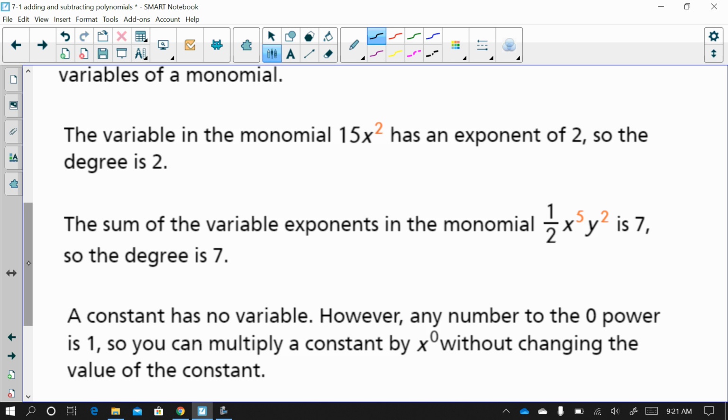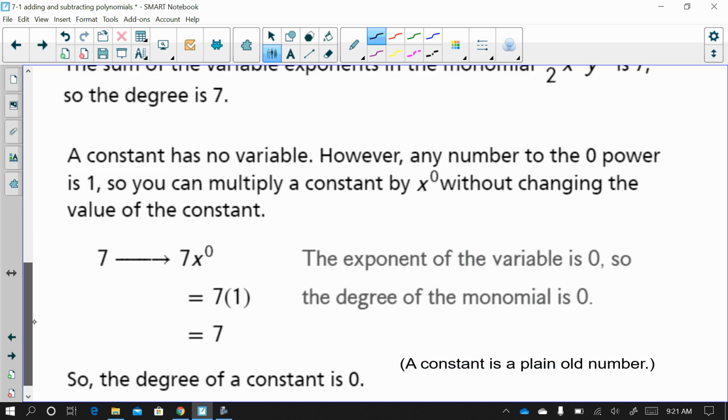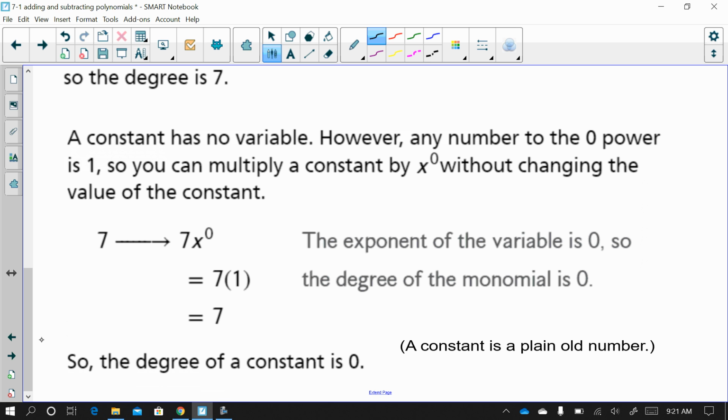Then that brings us to a constant. A constant has no variable. It's just a plain old number. Any number to the 0 power is 1. Remember, think about exponents. We just got done with those.